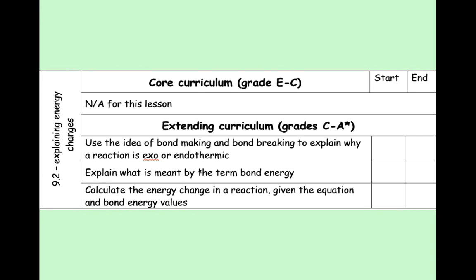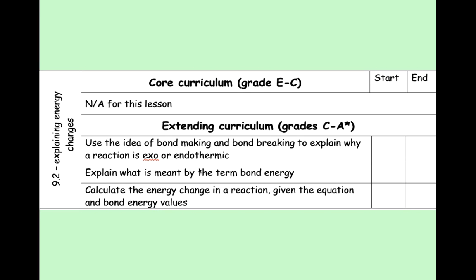So what do you need to do? For the extended curriculum, it's no good just explaining whether a reaction is exo or endothermic and looking at the basic energy diagrams. You have to be able to use this term called bond energy to do some calculations and explain why a reaction is exo or endothermic. Bond energy is just the amount of energy that is trapped as chemical energy in the bonds that hold together the atoms. So it's nothing too complicated.